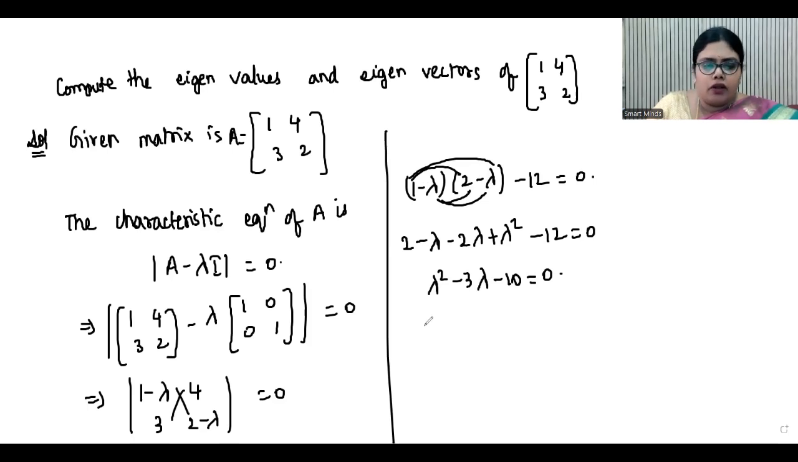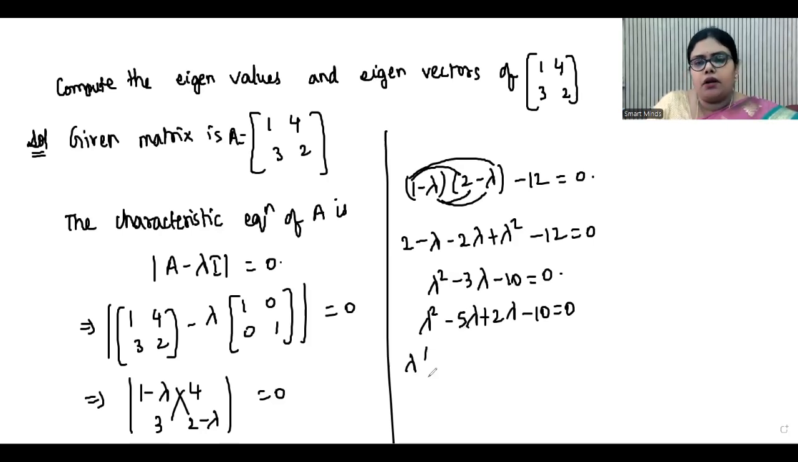Okay, so we got a quadratic equation. Now we need to split the middle term. Lambda square minus 5 lambda plus 2 lambda minus 10 is equal to 0. Why have we selected minus 5 and plus 2? Because if you multiply them, you get minus 10, and if you add them, you get minus 3. So that is how we split the middle term.